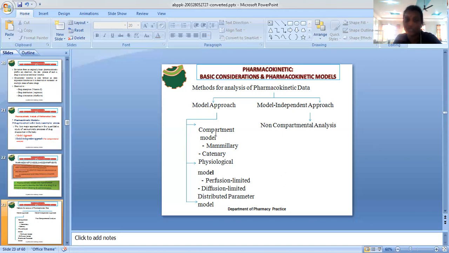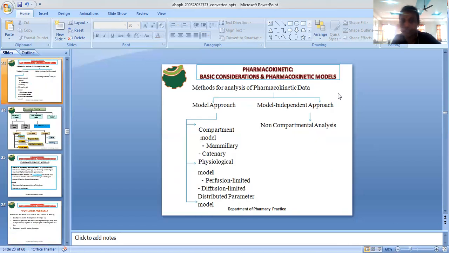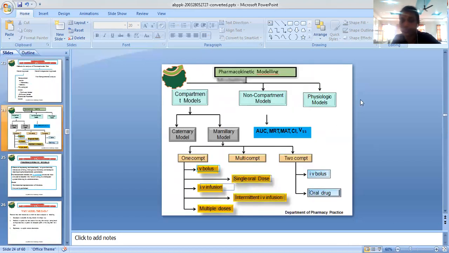Here, the model approach is broadly divided into the compartment model, physiological model and distributed parameter model, whereas for the model independent approach there are no specific categories, only non-compartmental analysis, by which the whole model independent approach can be explained. Here is the same thing, further classified: pharmacokinetic models, compartment models, non-compartment models and physiological models, and under the model approach, another one is the distributed parameter models.